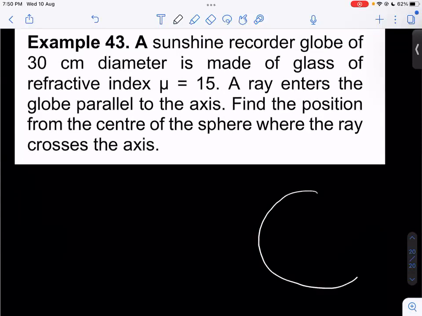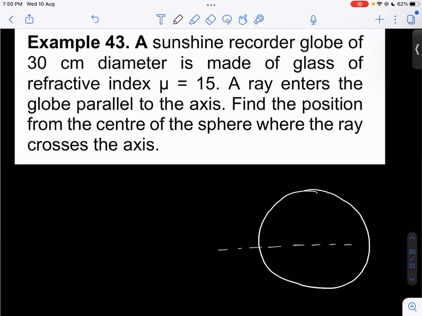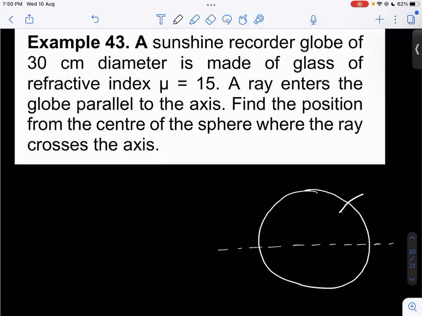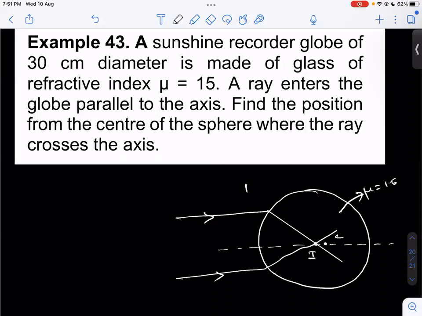So there is a glass sphere of radius 15. The refractive index of the glass, mu, is 1.5 and the outside medium is 1. There is a ray which is parallel to the principal axis. You take two rays, that is enough. After refraction, they tend to come and meet somewhere over here. Let me call this the center, and this is the point where the image is formed. So how much is the image distance?